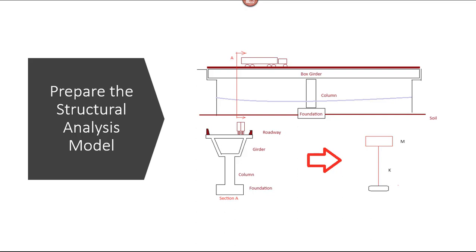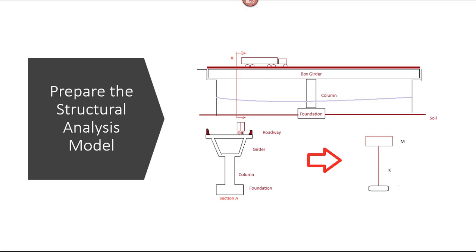So for example, imagine that bridge that I just photographed. That bridge is a concrete bridge which consists of a box girder on which you have your roadway, and the trucks basically pass on top of the roadways. This box girder is supported by a column, and the column is supported by foundation which rests on soil.